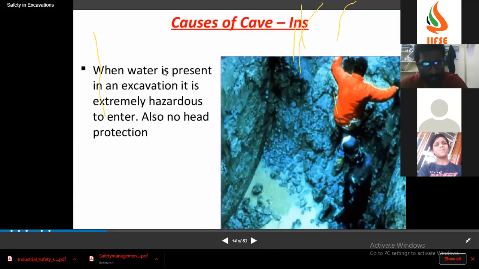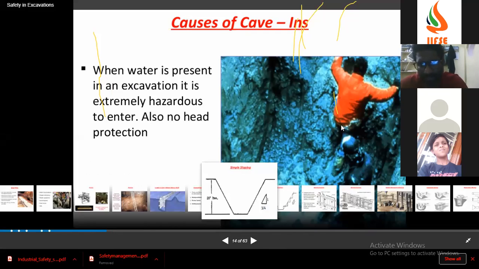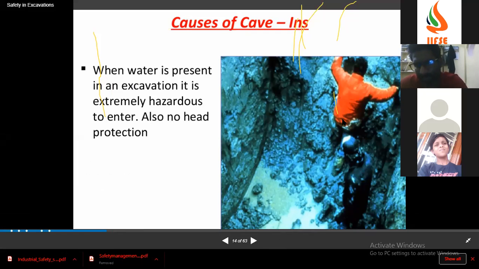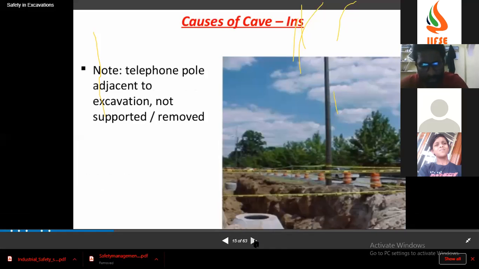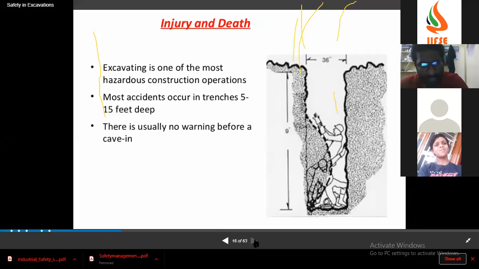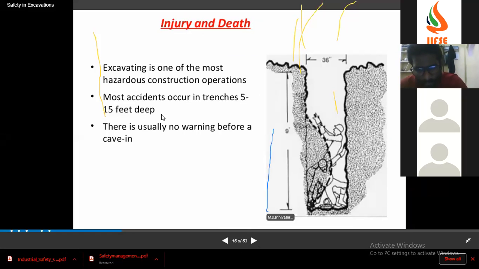Here what it is saying: water is present, extremely hazardous. Why is it extremely hazardous? Because the surface walls may collapse, right? The adjacent walls may collapse. Here the telephone pole, this is also a cave-in. See, most accidents occur in trenches 5 to 15 feet deep, right? There's usually no warning before a cave-in.